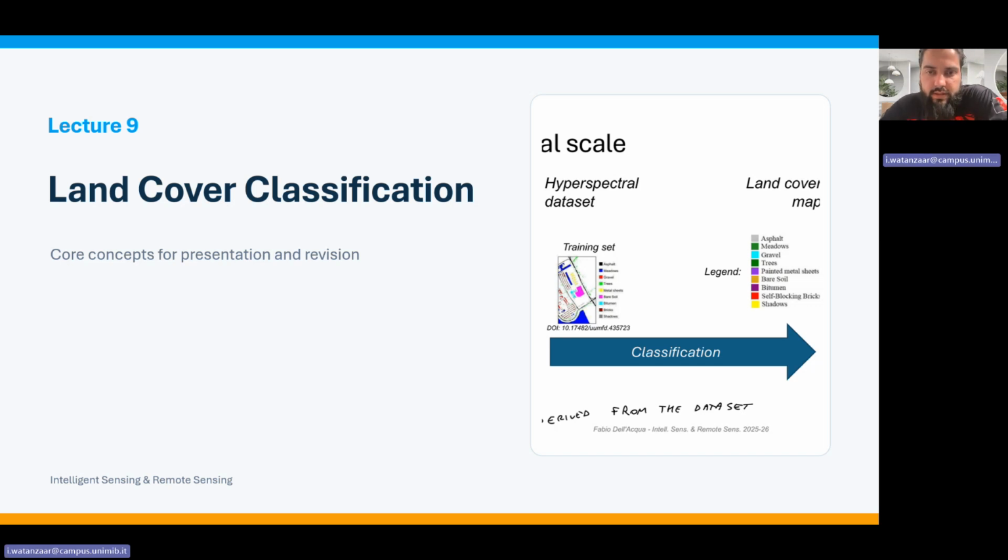Further, let's start step by step the core concepts for presentation and revision. I think there is no repetition from previous lectures, like we have seen only PCA in lecture 7, and in lecture 8 also PCT. Then PCT in lecture 8 was in more detail in comparison to the principal component transform in lecture 7.